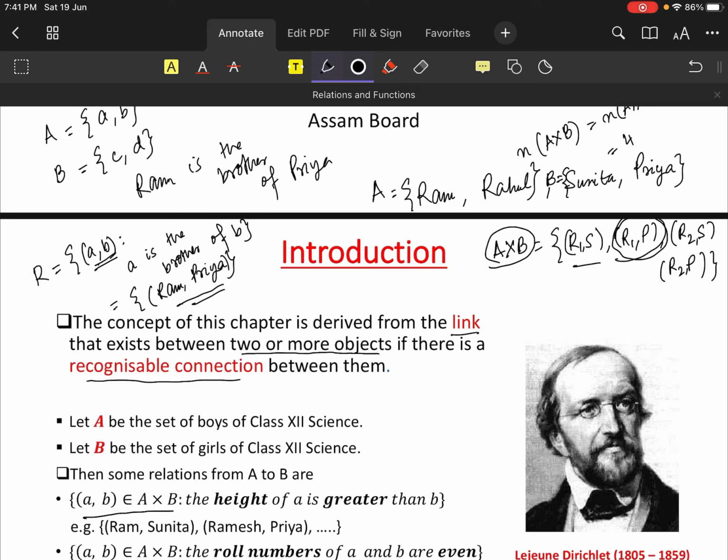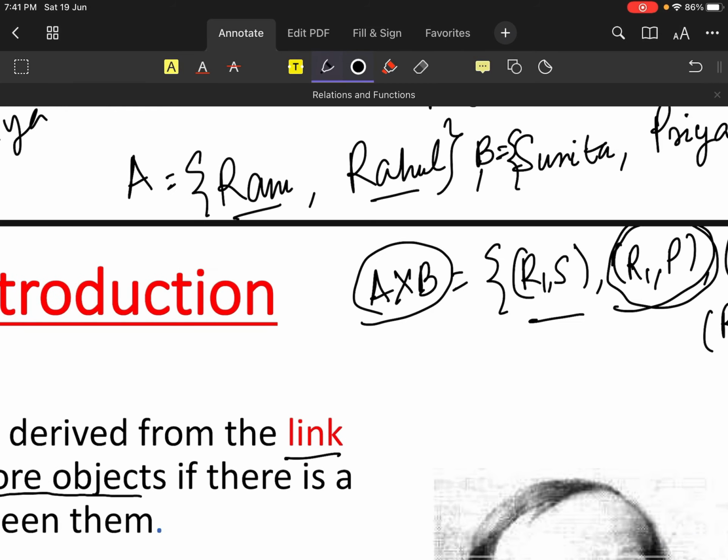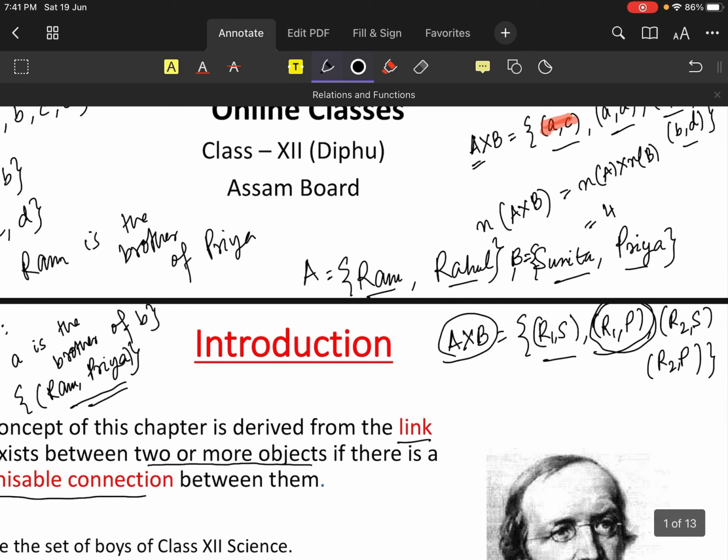So basically we cannot go beyond this. We cannot have any other person here. We can choose only from Ram, Rahul, Sunita and Priya. We cannot accept any more boys or any more girls, because the set A has Ram and Rahul and the set B has Sunita and Priya. So we cannot have anything beyond these sets.